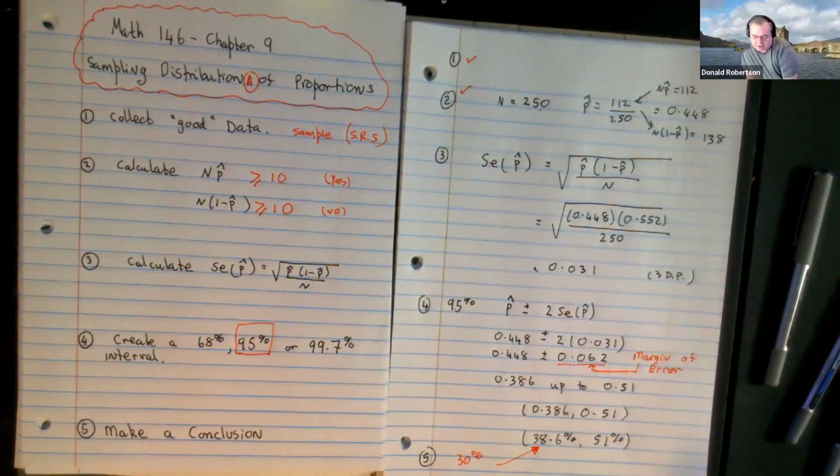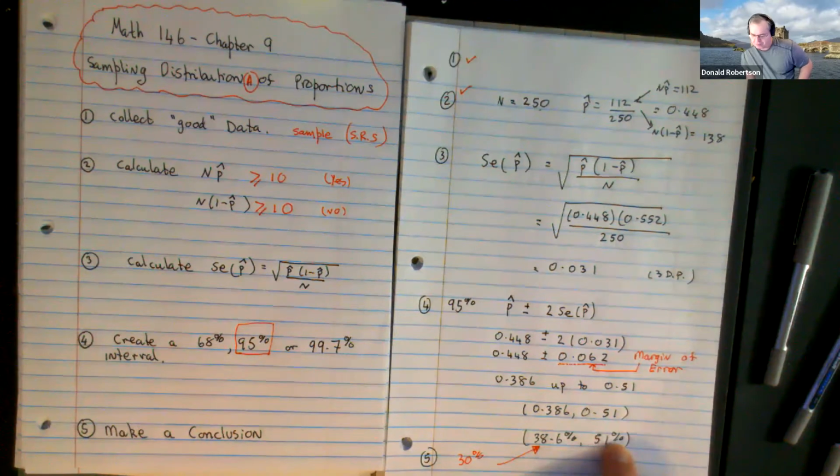Is this interval evidence that the answer is 30%? No. Wouldn't you be able to say, well, we've conducted the sample and you were wrong. It's definitely more than 30%. Would you agree?